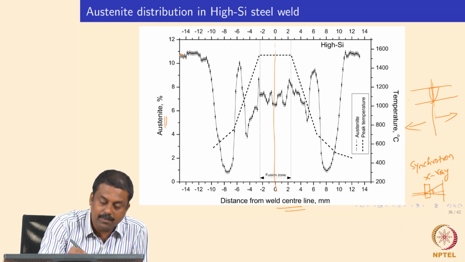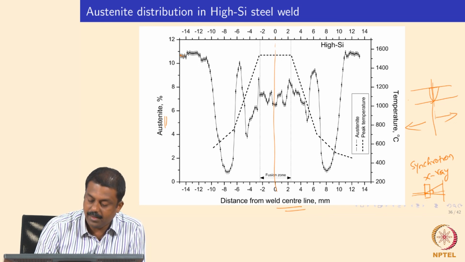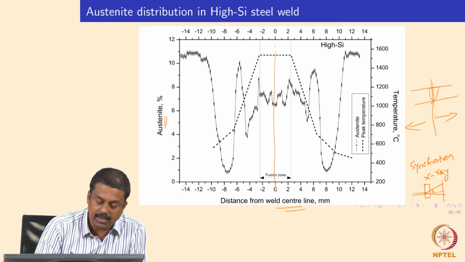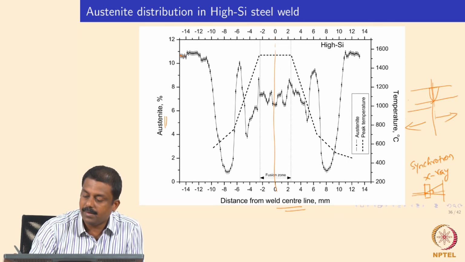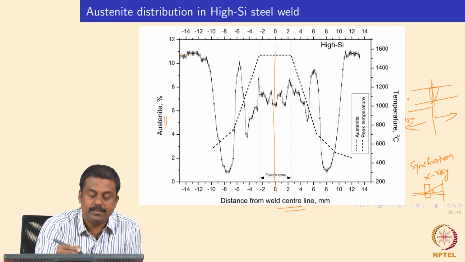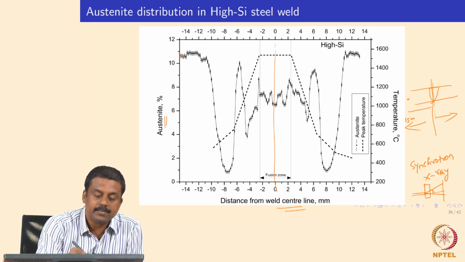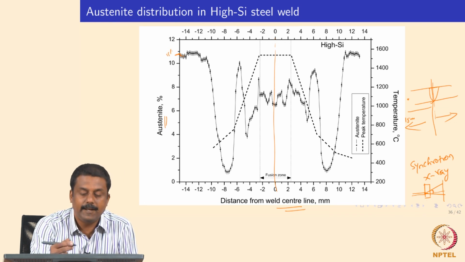If you look at this graph, it is made with various points. For example, if you move far away from the weld center line, about 15 mm from the weld center line, you see that you are in the base material. So the retained austenite fraction is about, say in this case, 11%.